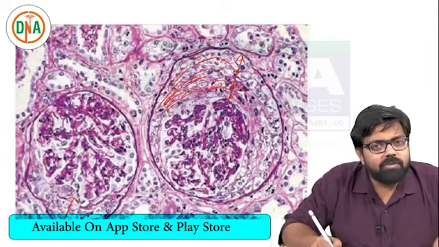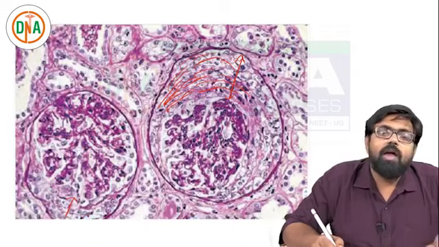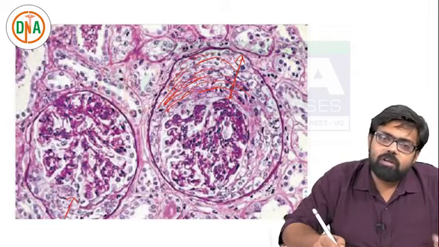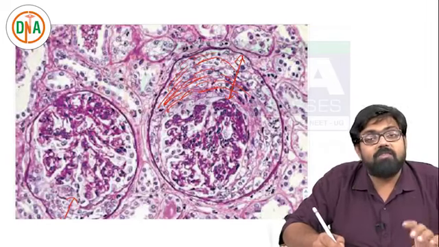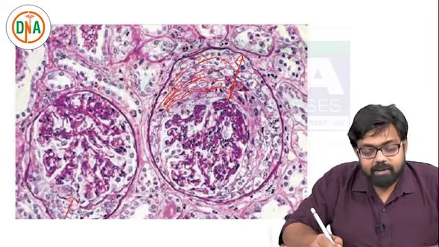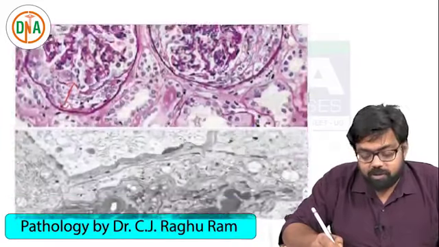And what is the stimulus for formation of a crescent? It is thrombin. And what is the significance of the crescent? The more the crescents, the poorer the prognosis. The fewer the crescents, the better the prognosis. So crescents have a prognostic value in this disease. So this is all about the light microscopy.